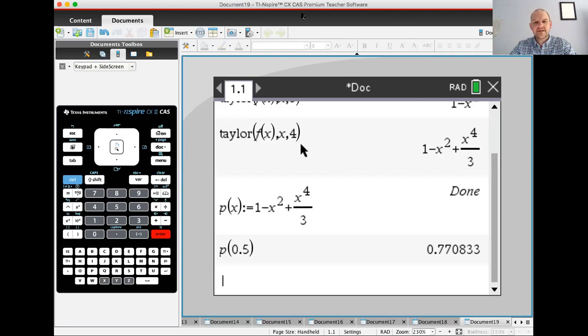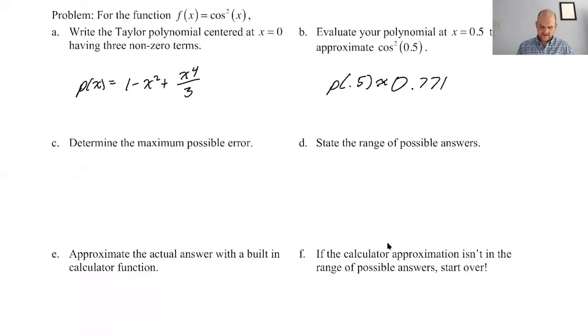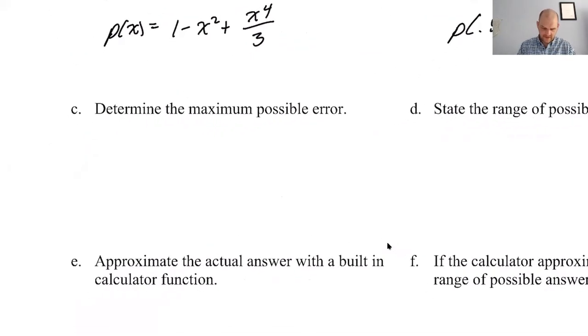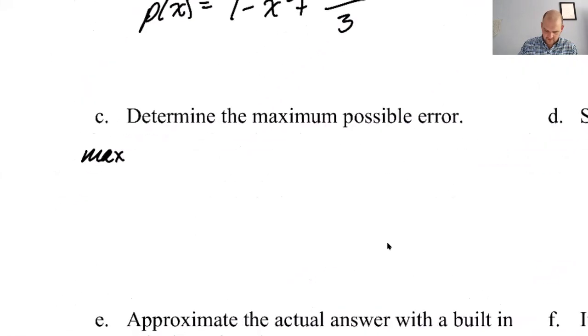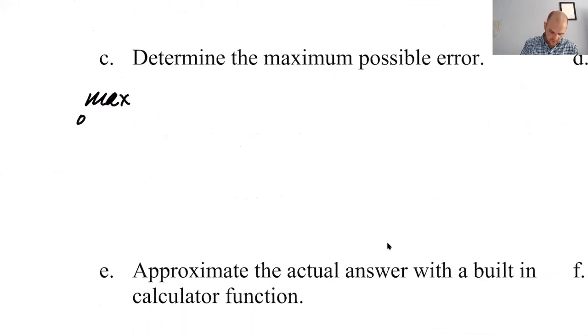I feel compelled to make sure that you are seeing this step, because this is the big step. This is the one where I see people screw up all the time. So M, we need the maximum on the interval from the center, which is 0, to what we're plugging in. So 0 to 0.5. 0 to 0.5 are really far apart.